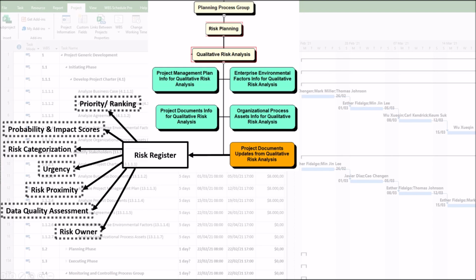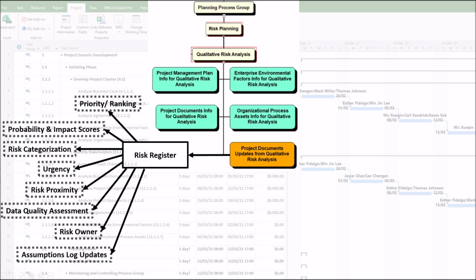The seventh component is risk owner. It is related to the person responsible for monitoring the risk and implementing the response. It is based on accountability. A risk without an owner is a risk that will be ignored. This is assigned after priority is determined.